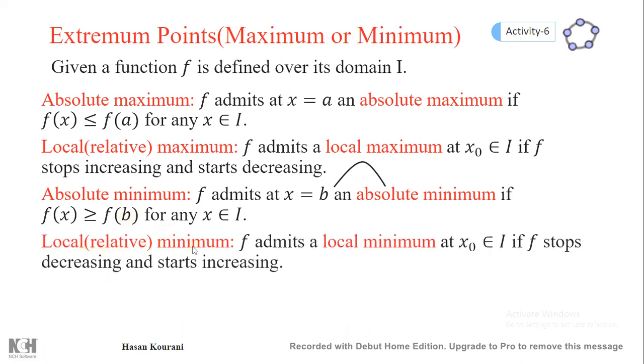The local or relative minimum: f admits a local minimum at x0 belongs to I if f stops decreasing and starts increasing. As you see, if you see this shape in a certain part of a given curve of a function, so we say that this point constitutes the local or the relative minimum of a certain function.